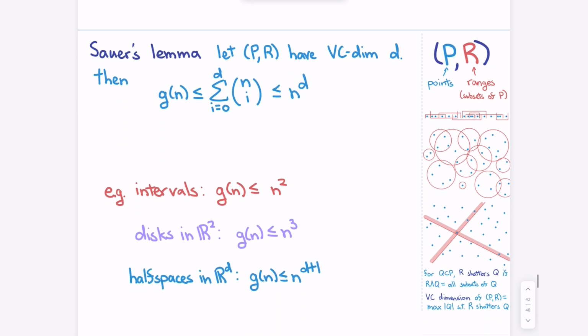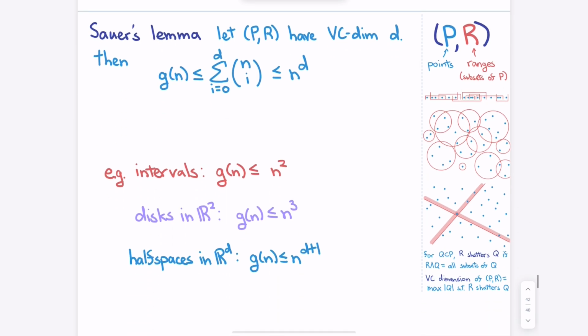Okay. So now we just need to relate this to the growth function. Why are we interested in VC dimension? I guess the idea is that VC dimension is intuitive, like you might be able to infer the VC dimension of a general shape. But ultimately we want to relate that to the growth function. So that's called Sauer's lemma. It says that if something has VC dimension D, then the growth function is at most n to the D.